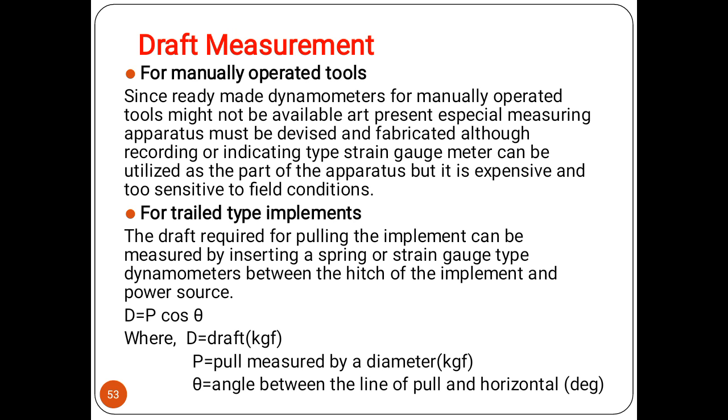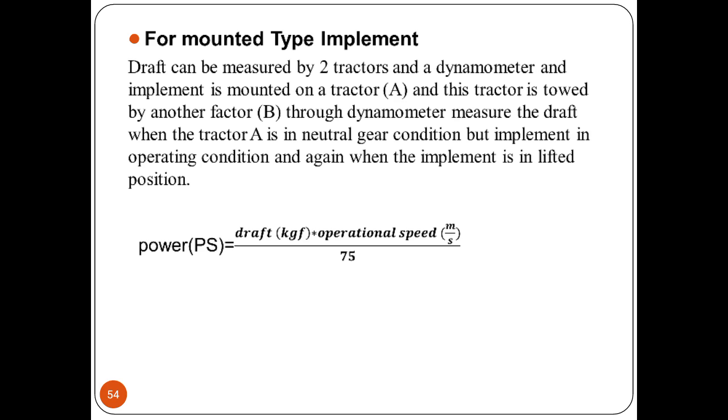For a drawn type implement, the draft required for pulling the implement can be measured by inserting a spring or strain gauge type dynamometer between the hitch of the implement and the power source. And we can say D is equal to P cos theta, where D is the draft, P is the pull measured by the dynamometer, and theta is the angle between the line of pull and the horizontal.